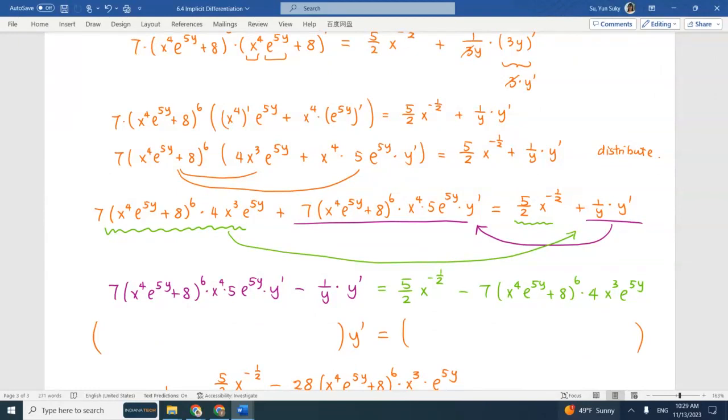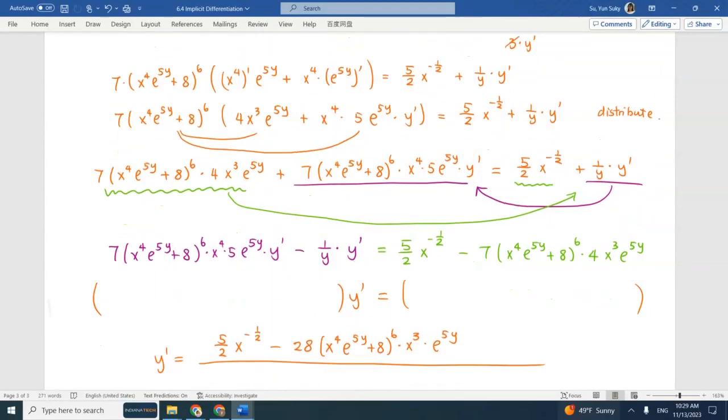How do you move it? You both sides subtract that. So this is how we get the right-hand side. Okay? How do you solve for y prime? Well then, because all the terms on your left hand side have the y prime, you can factor out the y prime.